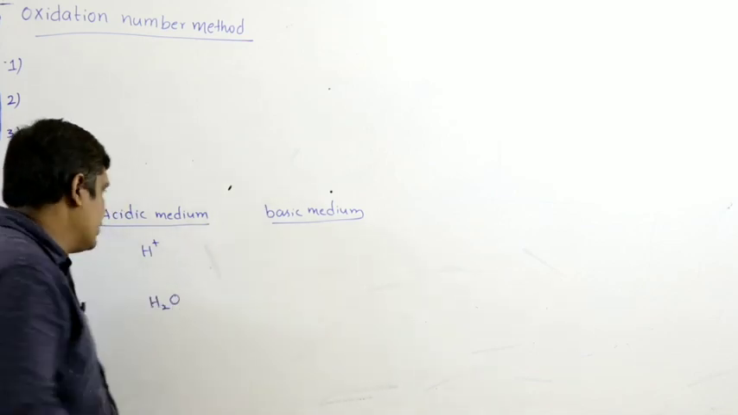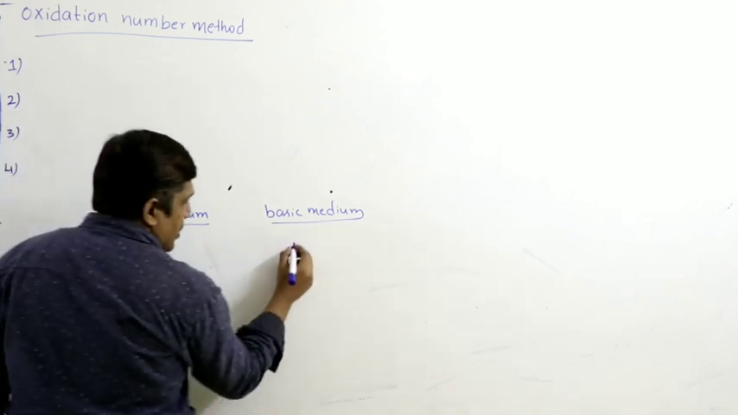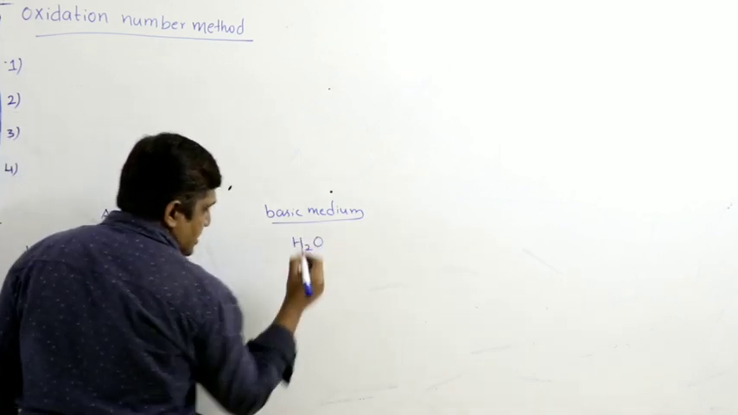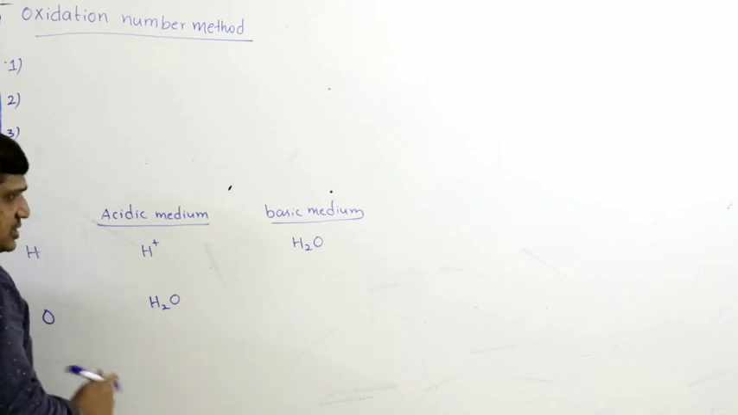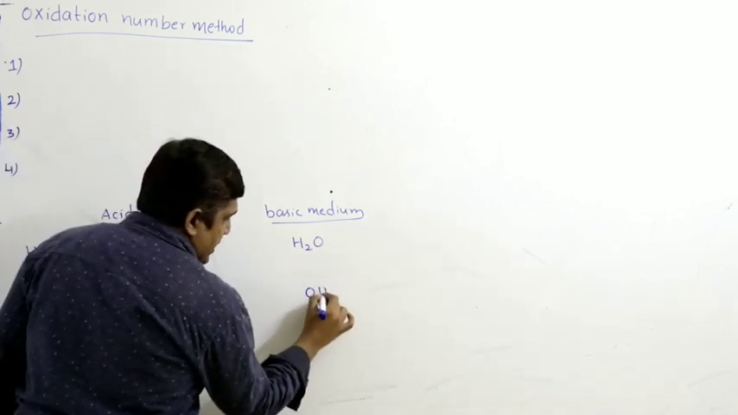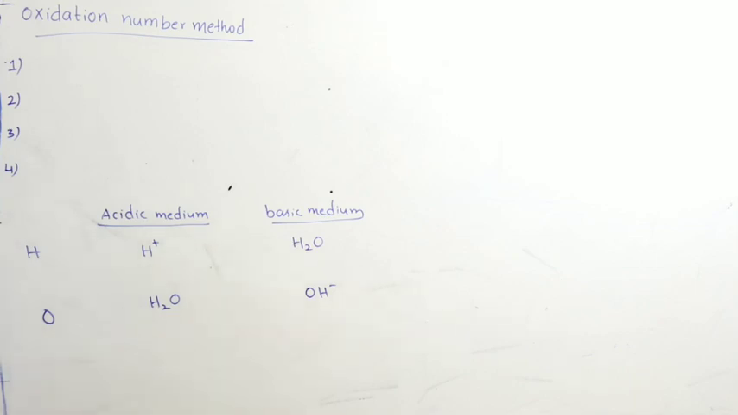Coming to basic medium, to balance hydrogen in basic medium, you have to add water wherever necessary. To balance oxygen, you have to add OH minus in basic medium.